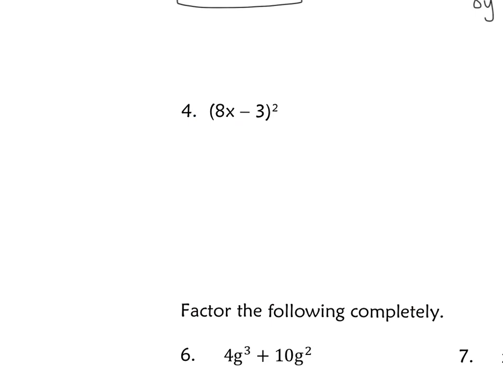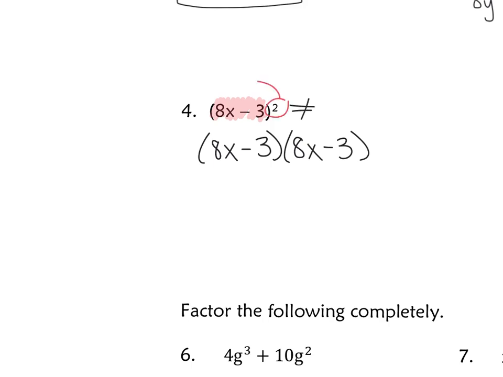For number 4, we have a binomial squared. And when you have a binomial squared, what that means is this entire binomial is being multiplied with itself. So many times, to make that easier to see, you write it out twice. What this does not equal, many kids think that it's going to be, oh, I'm just going to square both of these. I get 64x squared and then minus 9.